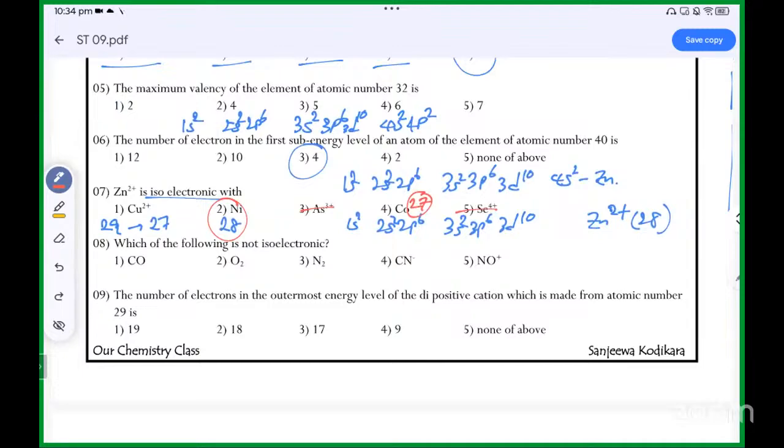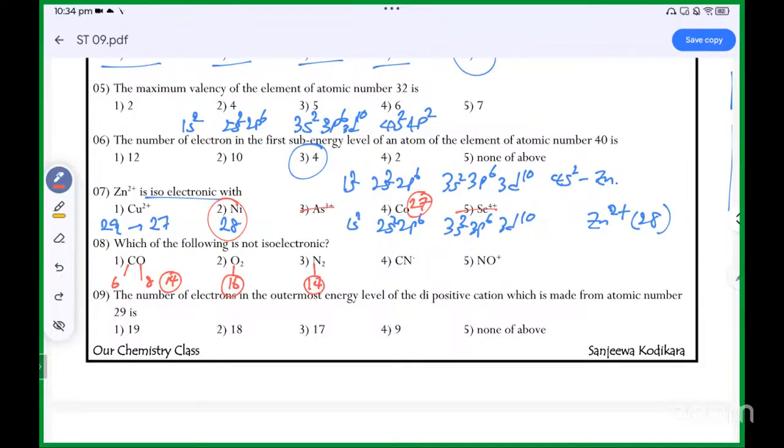Then the next one: which one of the following is not isoelectronic? So you have to check the total number of electrons in such a question. Don't check only the valence electrons because they are talking about isoelectronics, right? Isoelectronics means the total number of electrons should be equal, iso, right? Here carbon is having 6, oxygen is having 8. So this is 14. Oxygen, 8 plus 8, that is 16. Nitrogen, 7 plus 7, that is 14.